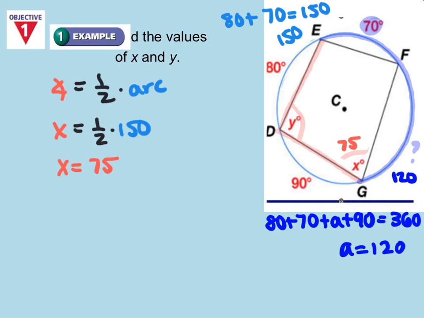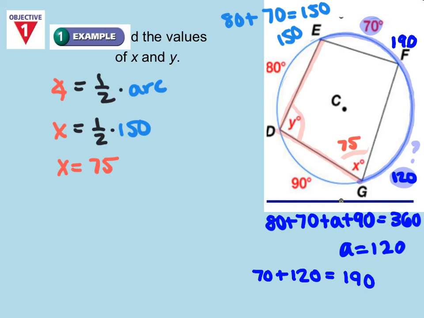Now the measurement of this arc is going to combine the 120 and the 70. So if I were to add 70 plus 120, it gives us a value of 190. So that means that this whole arc has a value of 190.